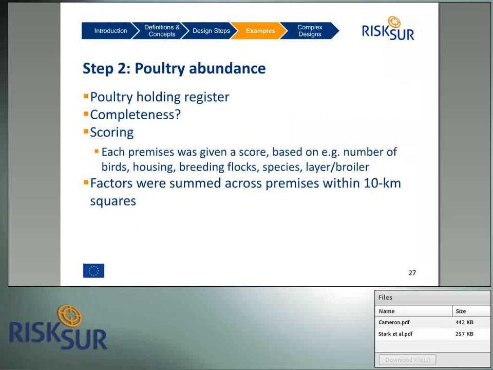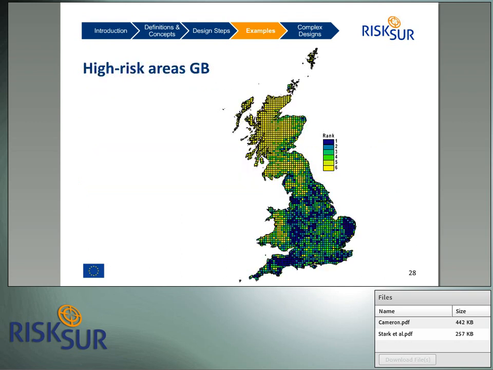In the next step, data were used from the National Poultry Register to assess poultry exposure. It is known that such registers are never totally complete, but large holdings are likely to be included. Again, each holding was given a risk score regarding the severity of consequences in case of an incursion. The results of this part of the analysis are shown here. Dark areas are where most of the large poultry holdings are. Next, the maps of incursion probability and consequences were combined.